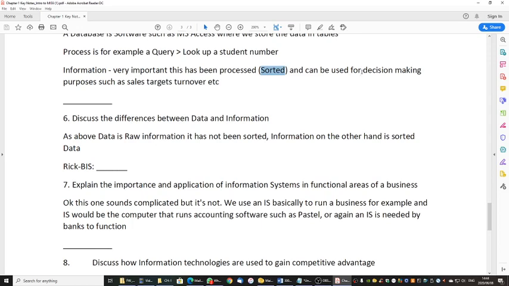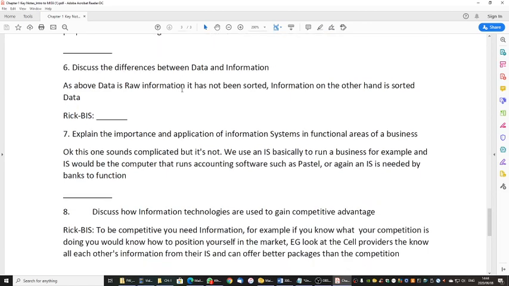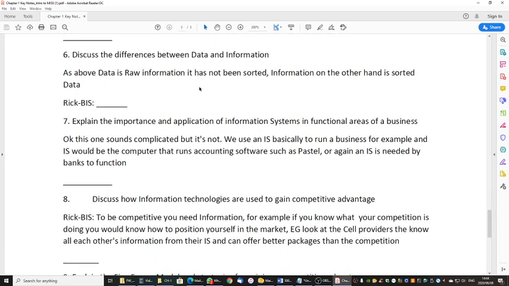And that is what we use for decision-making purposes in a company, sales targets, turnovers. The difference between data and information I have just explained now. Data is what we call raw information. It's not been sorted and it has no meaning.